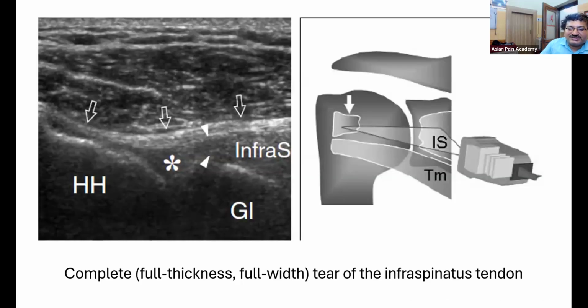Moving to the next. This is the complete full thickness tear of the infraspinatus. Here the only muscle you can see over this large portion is the deltoid. The infraspinatus is already torn and you can see it in a small portion, but most of the portion is taken by the deltoid.